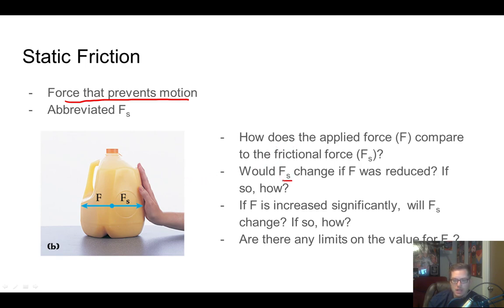If our static friction changed, would it change if F was reduced? So if we stopped pushing as hard, would our F of S change?